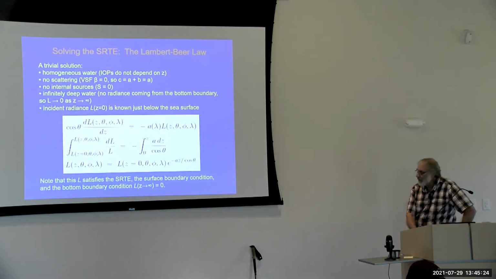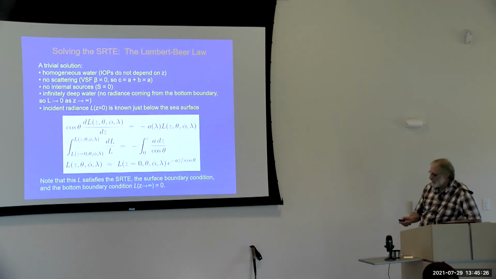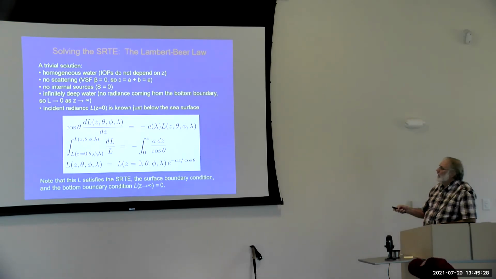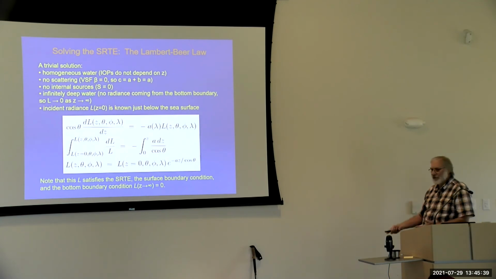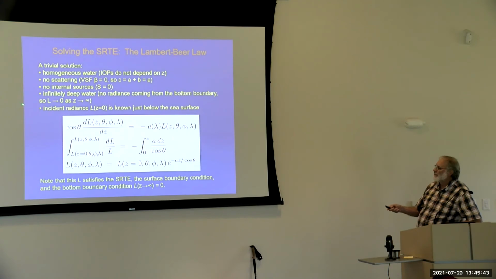Okay, so let's solve this equation with a pencil and paper. So if we assume the water is homogeneous, assume there's no scattering, so the volume scattering function is 0. It's infinitely deep water, so there's no radiance coming up from the bottom. So that means the radiance needs to go to 0 as the depth goes to infinity. And we have specified the incident radiance just below the sea surface to make it interesting.